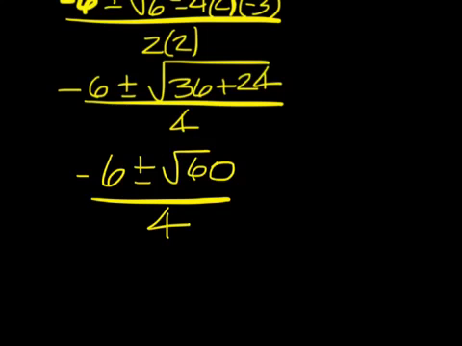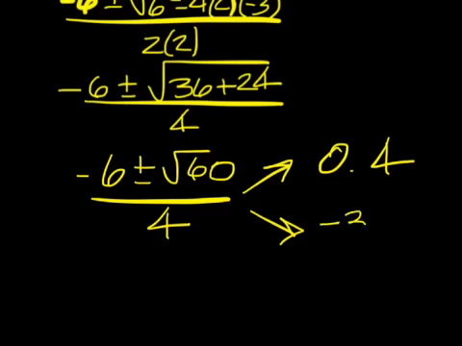So you have 2 problems to work out. One with plus, one with minus. Negative 6 plus the square root of 60, and then divide by 4, is going to be 0.4. And negative 6 minus the square root of 60 divided by 4 is going to be negative 3.4.